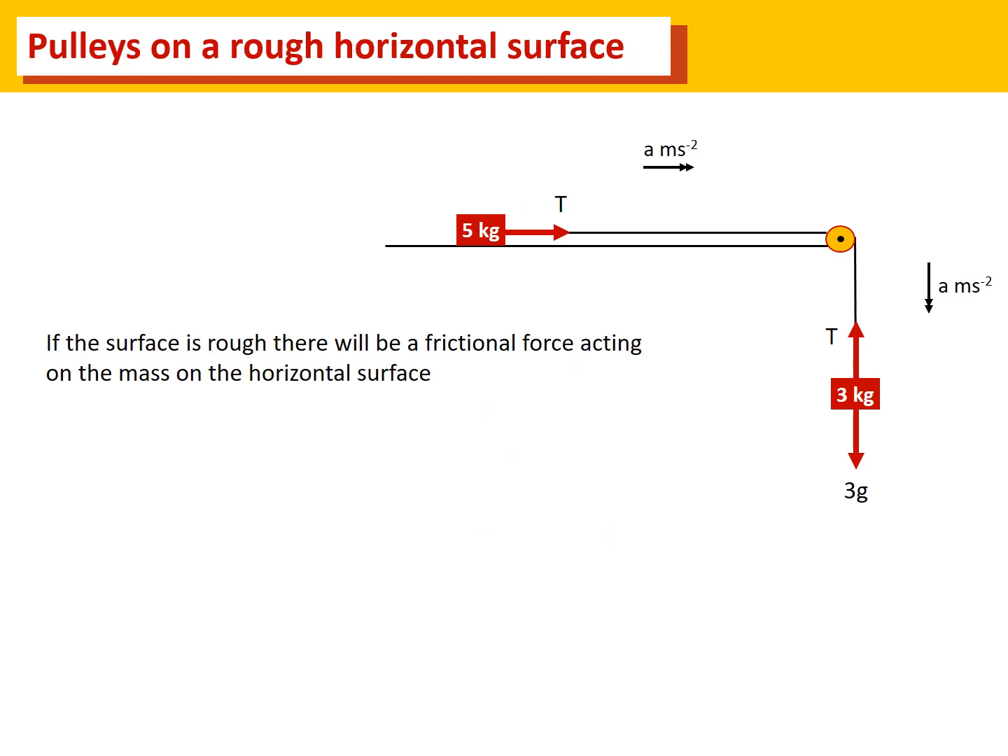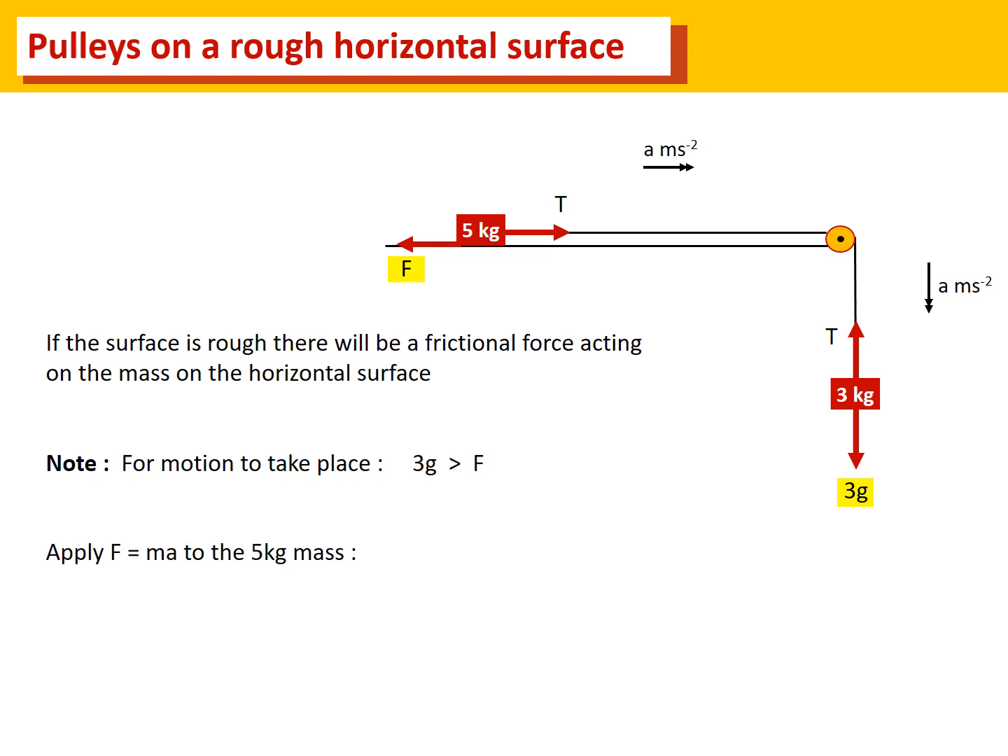Now, if the surface is rough, there'll be a frictional force acting on the mass on the horizontal surface. In this case, it's the 5 kilogram mass. And for motion to take place, we require the pull force, which is the 3g weight. We require this downward force. In this case, it's 3g, but just generally, the downward force here would have to exceed the frictional force there. If it does, motion will take place. And when it does, we just set up our two equations as normal. For the 5 kilogram mass, the equation of motion would be T minus F equals 5 times A. And applying Newton's second law to the 3 kilogram mass, we would obtain that equation there.